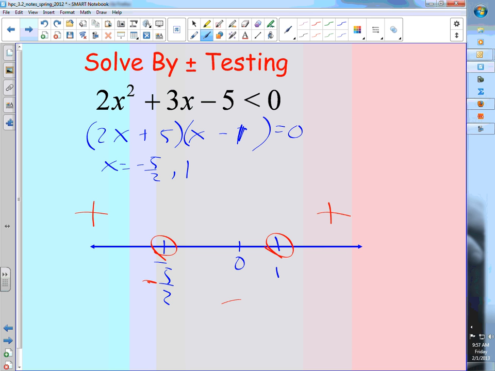If you can't do that in your head quickly, it would take you probably 10 seconds tops to plug in any number on your calculator to get a positive or negative. Keep it simple. Don't pick 0.99. That's not what you want to plug in. What did you plug in? Anything between negative 5 over 2 and 1.